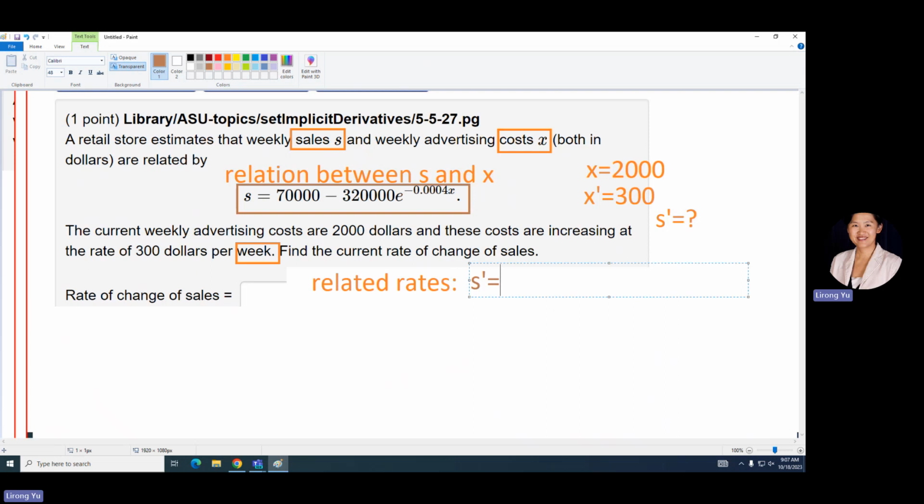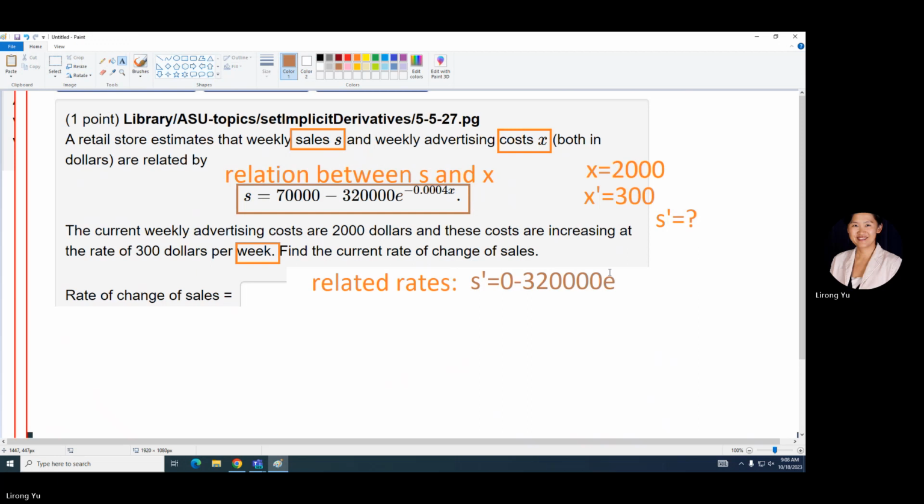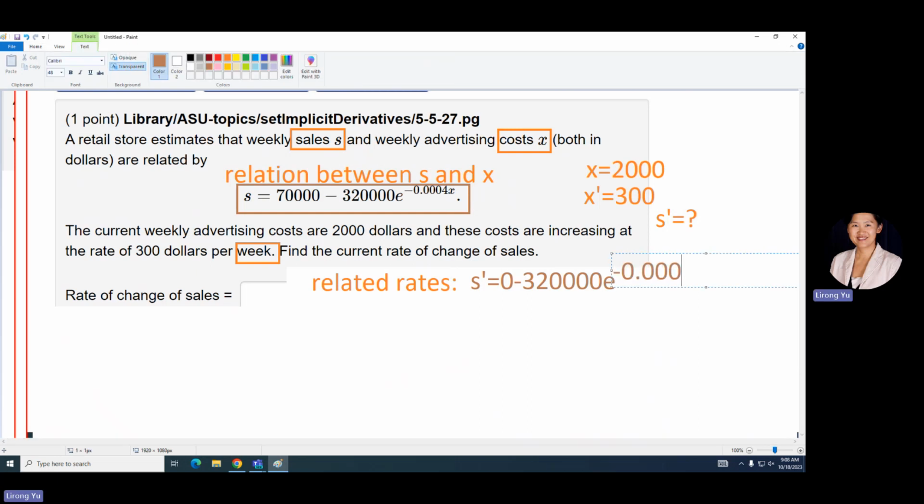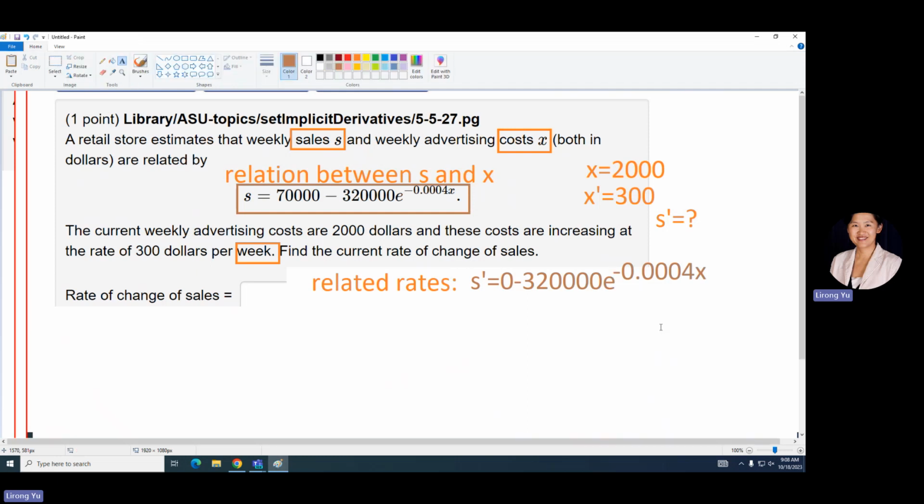The derivative of 70,000 is 0, since it's a number. You don't have to write it, but I'll just follow the process. Then we differentiate the next part. The first part, 320,000, is a coefficient we have to write down. Then we differentiate the variable part. The derivative of an exponential function is the exponential function itself. So we have e to the negative 0.0004x.